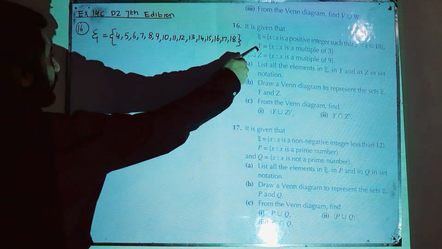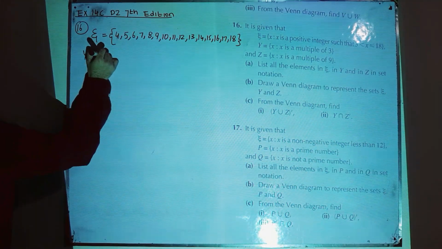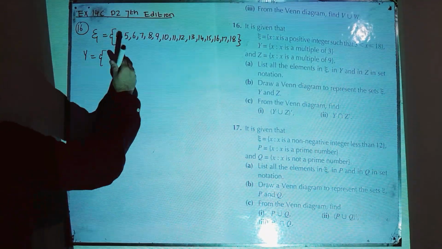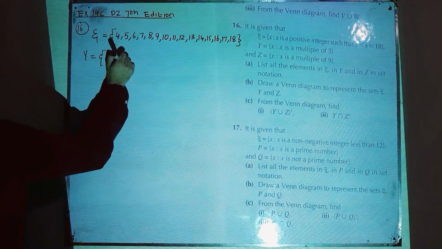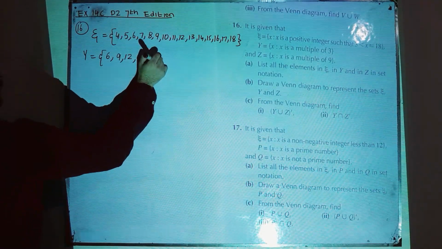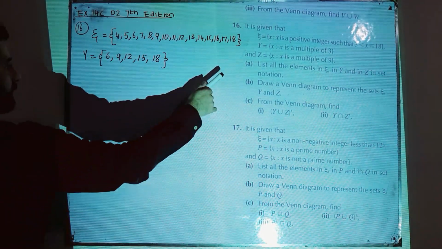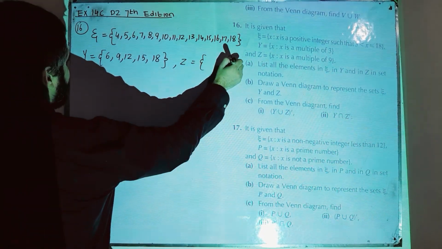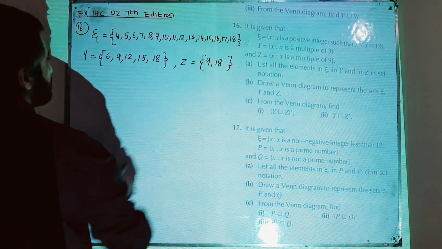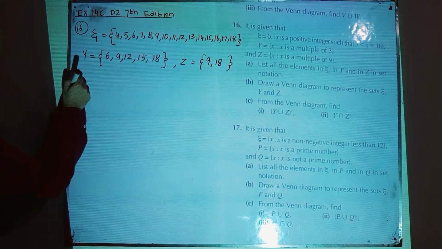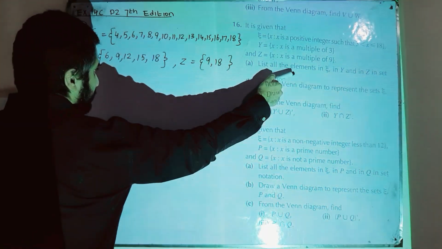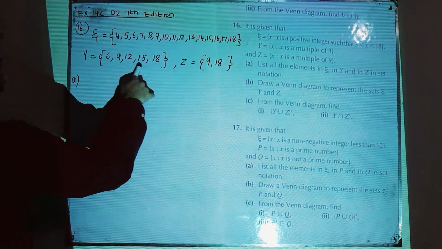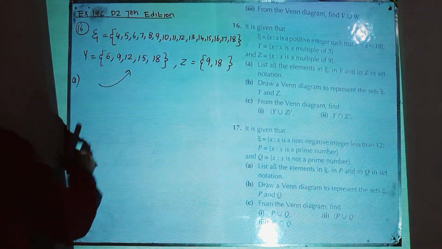Now we have got a set Y, and Y, as they have told us, is the multiples of 3. So from the universal set take out the multiples of 3: 6, 9, 12, 15 and 18. So this is Y. And then there is a set Z, that is the multiples of 9. So from the universal set take out all the multiples of 9, that is 9 and 18. So part A is you need to list all the elements in the universal set, that is, list in set notation, the elements of Y and the elements of Z. So the answer is right in front of you.